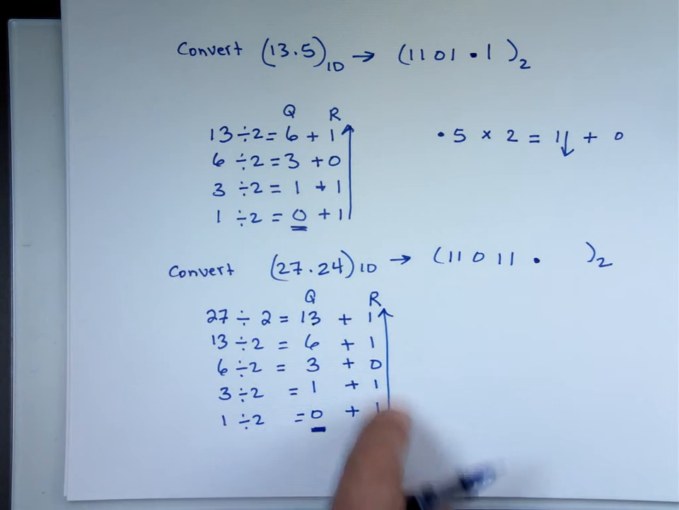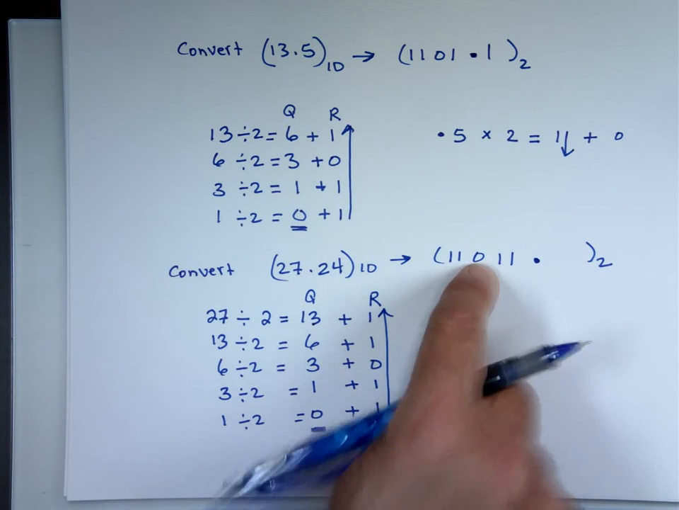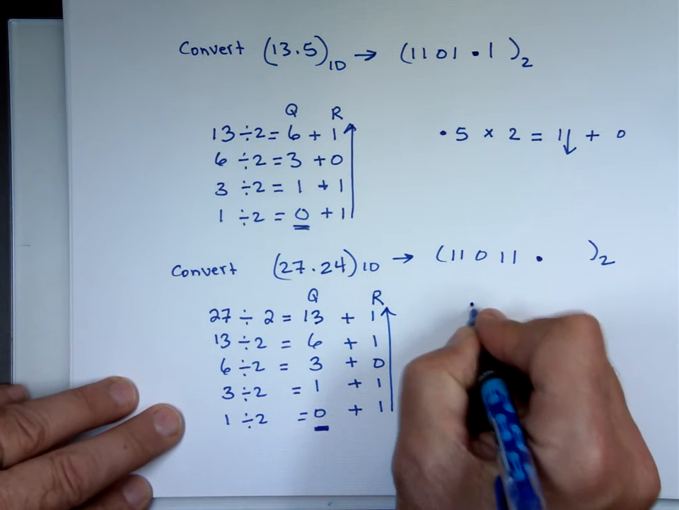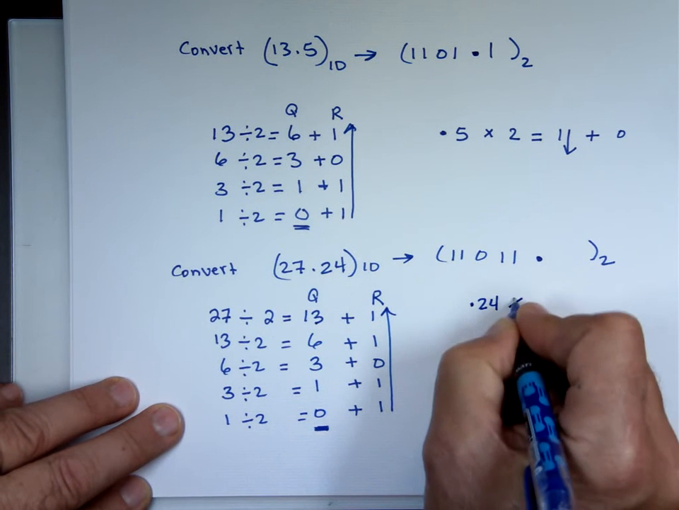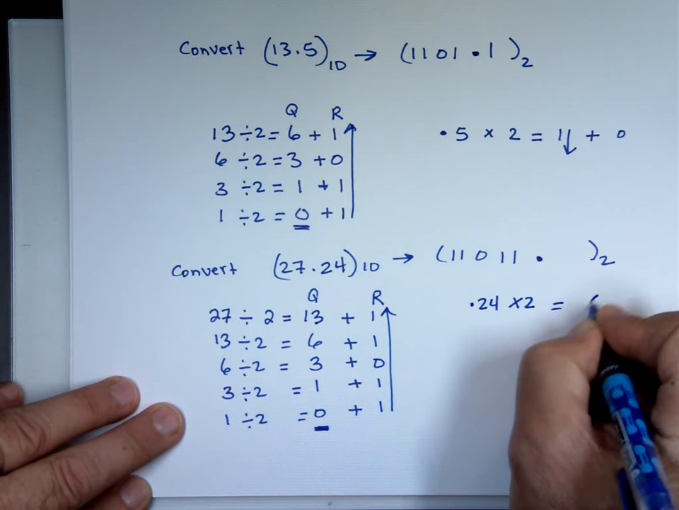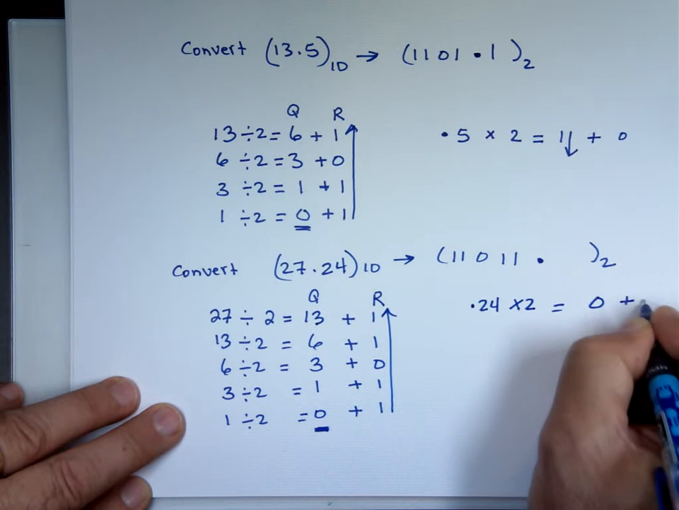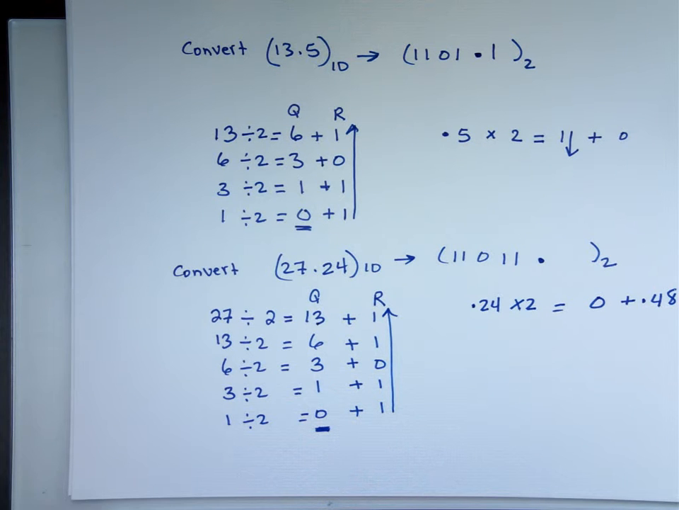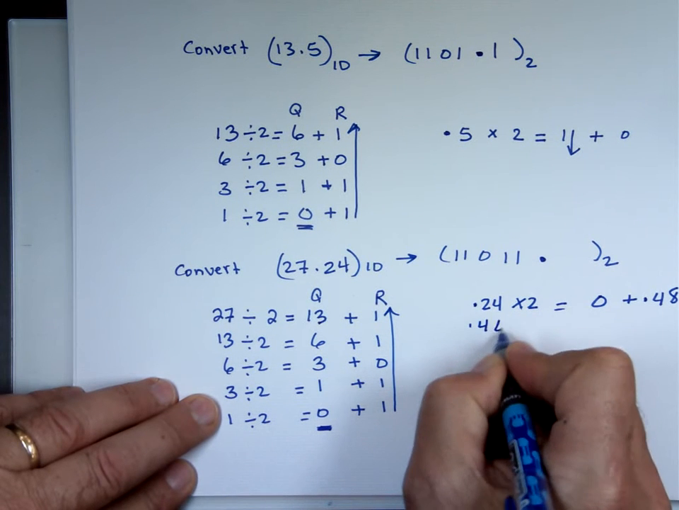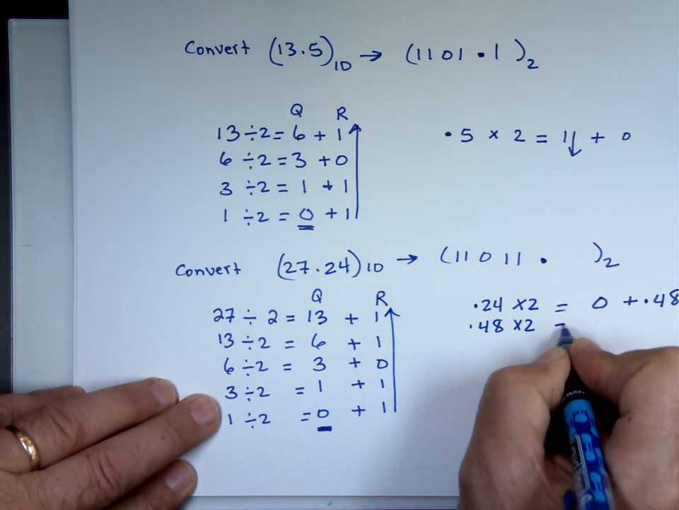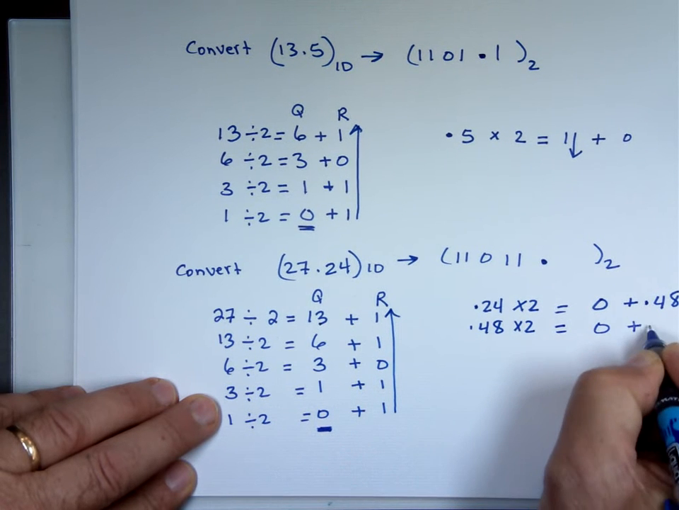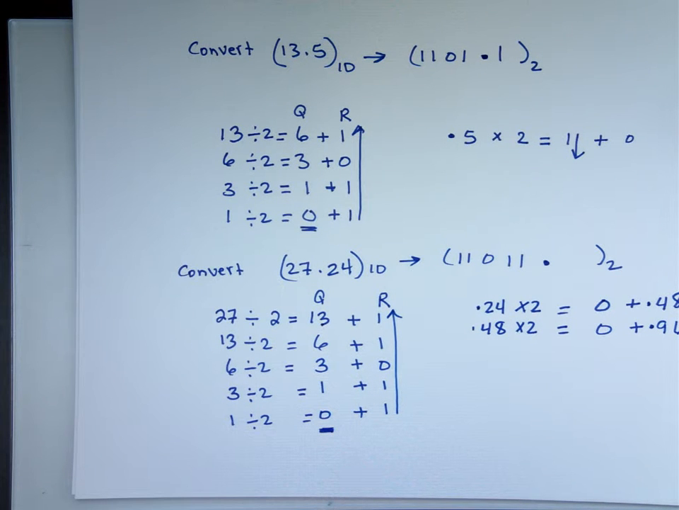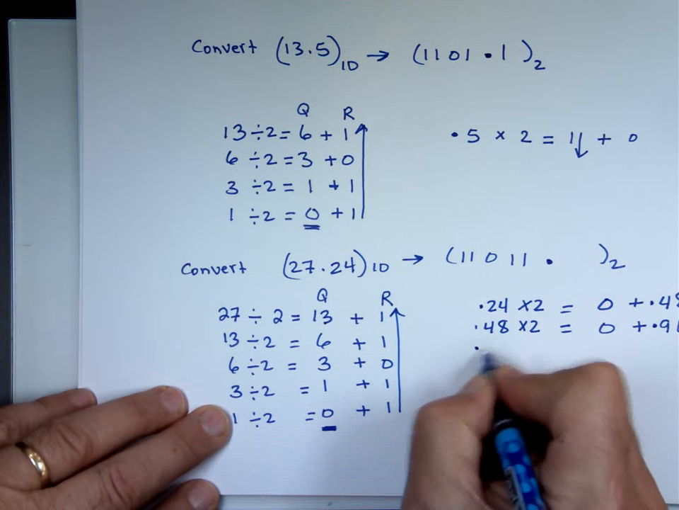1, 1, that's these two ones. 0, that's that. The 1, 1, that's these two. Now 0.24. Multiply it by 2. That's 0.48. So 0 plus 0.48. What's 0.48 times 2? 0 point what? 96.